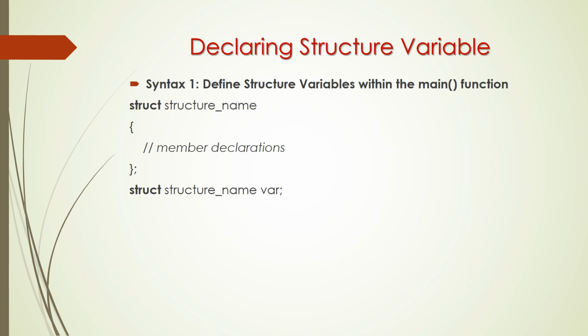Let us now look at syntax 1, where we define a structure first and then declare its variables later, typically inside the main function or another function. First, we use the keyword struct followed by a custom name. Here we use structure_name. This is the blueprint that defines what kind of data the structure will hold. You can define members like int, char, float, etc. depending on your case.